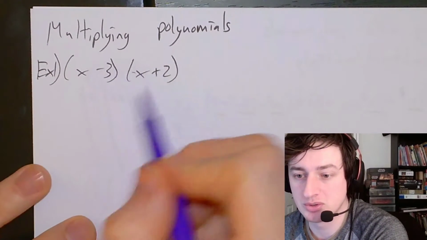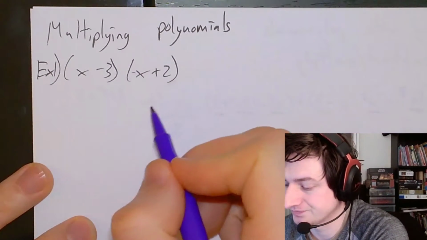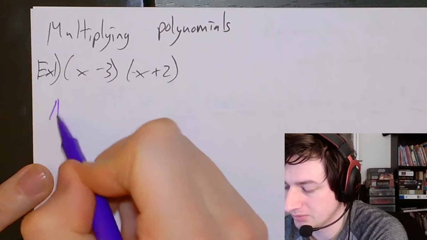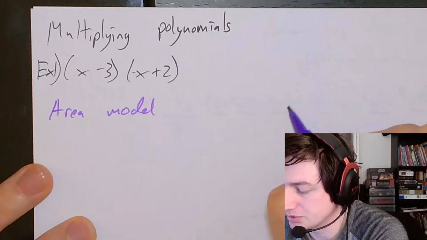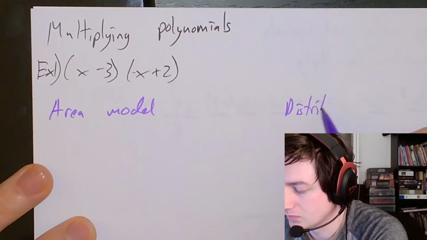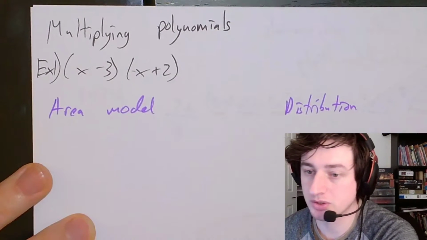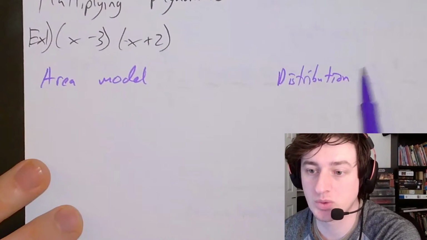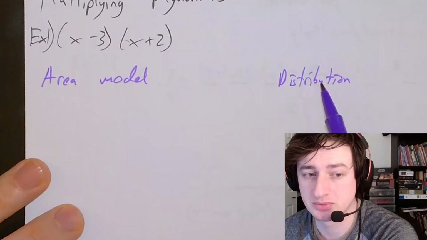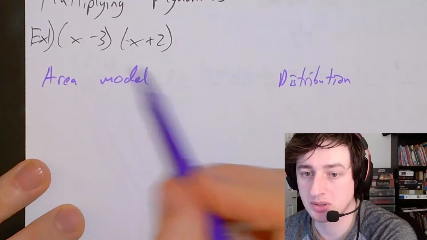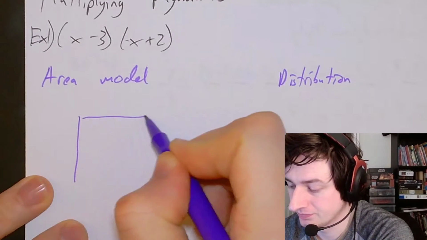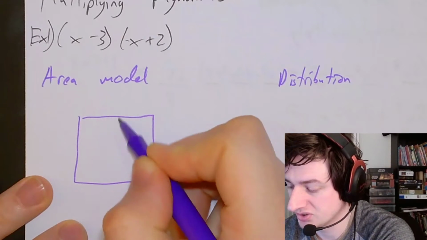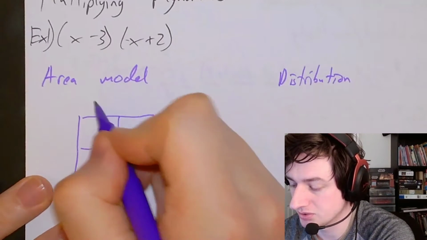But the way that I would do this, there are two ways. We're going to do our area model over here, and over here we'll just do distribution. Either way works. This way is probably faster, less writing. This way is probably more consistent. So just decide for yourself which you think is best.